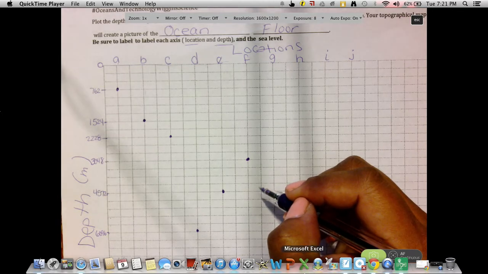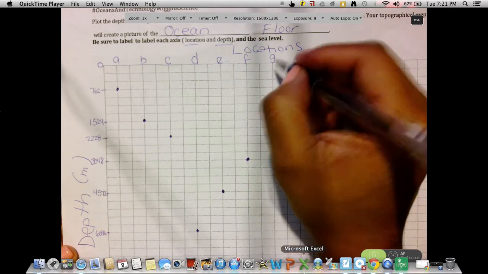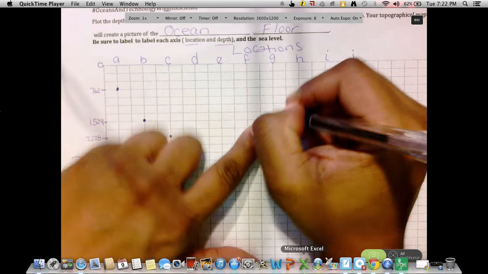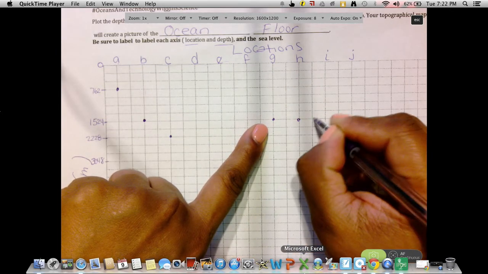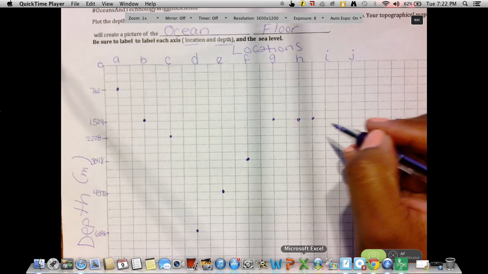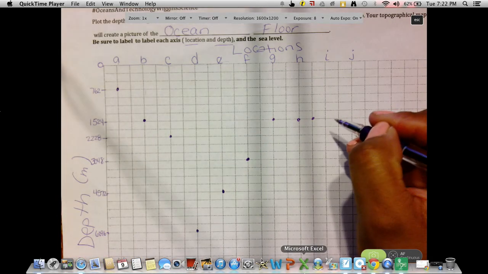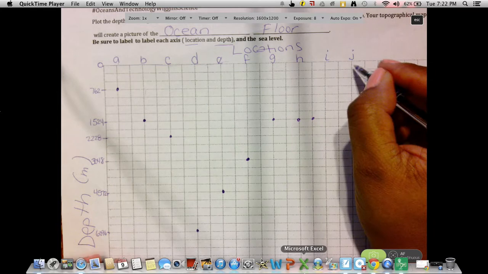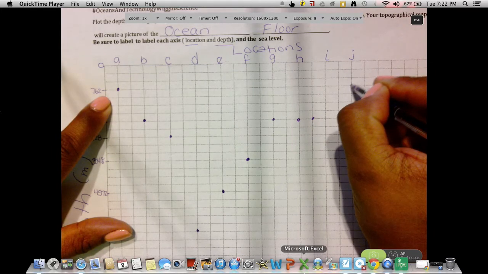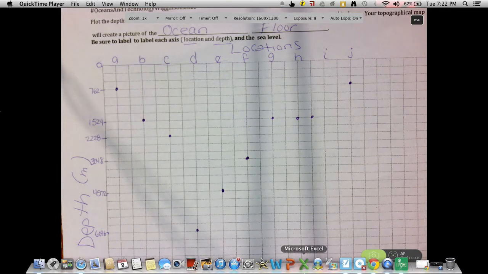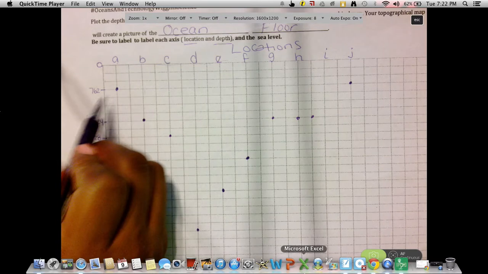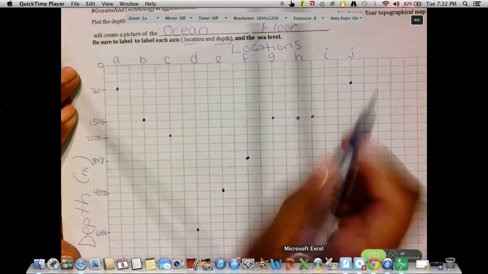G, H, and I are all 1,524 meters. So they're all going to be right along here. And J is 762 meters. So J is here. Now we just have plots. So we have to connect these because we are mapping the depth of the ocean floor. So we have to connect the dots from A through J going in order.